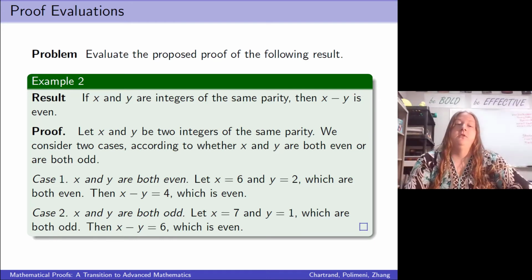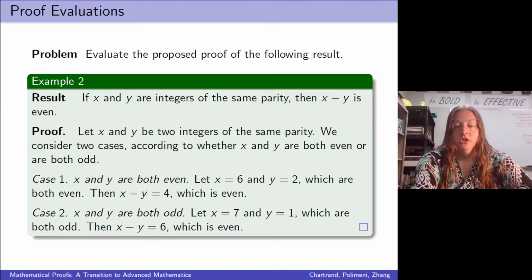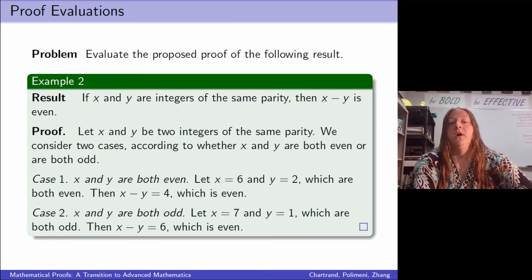And that sets me up for a proof by cases. So in this, we come to that conclusion that they're both even or they're both odd, and we have a case for x and y are both even and x and y are both odd. This is a great setup for a proof.